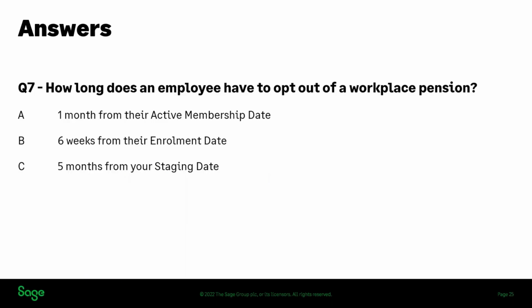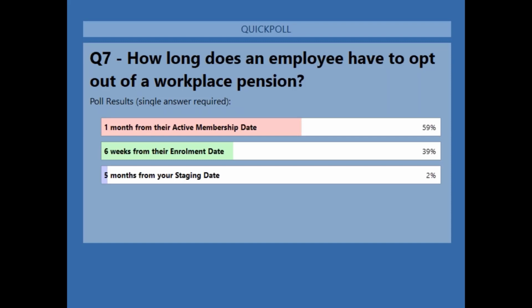Thank you very much, Duncan, again. Okay, so penultimate question for round 2, which is about to be shared right now. So how long does an employee have to opt out of a workplace pension? So again, we got a fairly even split, nearly 60-40 there, with 2% of you going for the 5 months from your staging date. Majority going with 1 month from their active membership. So again, we're about to hand over to Duncan, and let's see who was right.